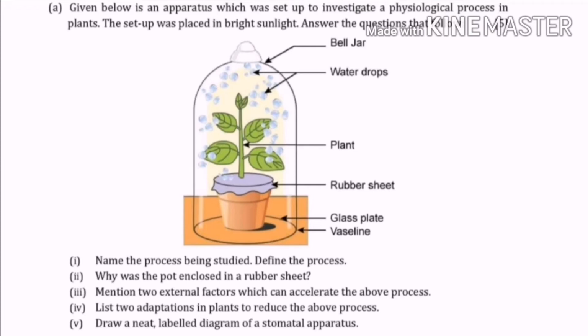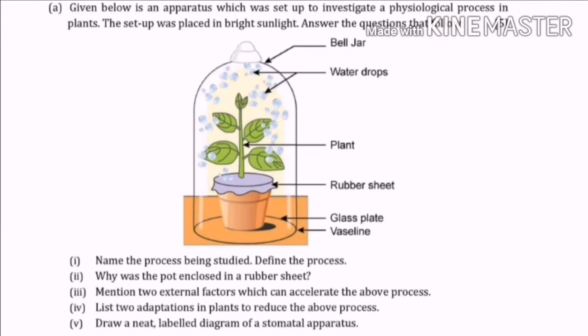So if the speed is high, more transpiration will occur. The next question is, list 2 adaptations in plants to reduce the above process. Just now in this video we have discussed adaptations. Number 1 can be sunken stomata, and number 2 can be reduction in the exposed surface area. You can give any of the 4 adaptations which I have given. I have chosen these 2. The last question asked over here was, draw a neat labelled diagram of a stomatal apparatus.